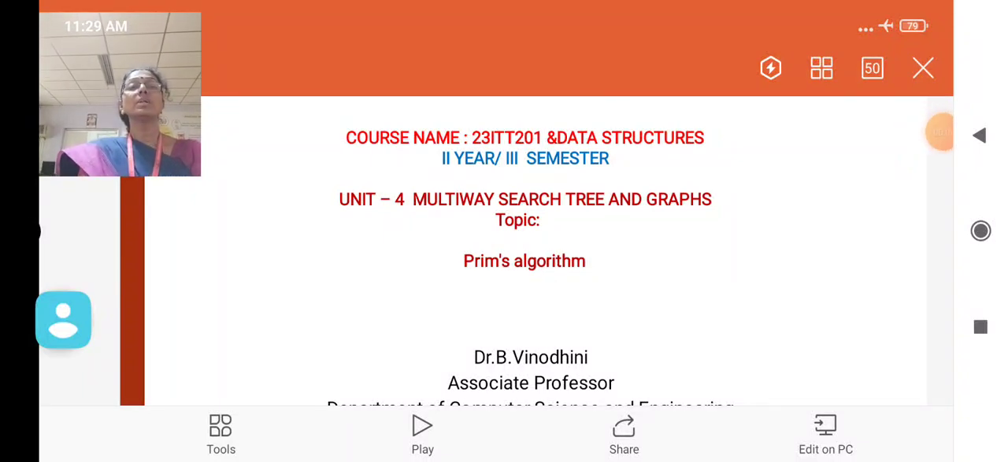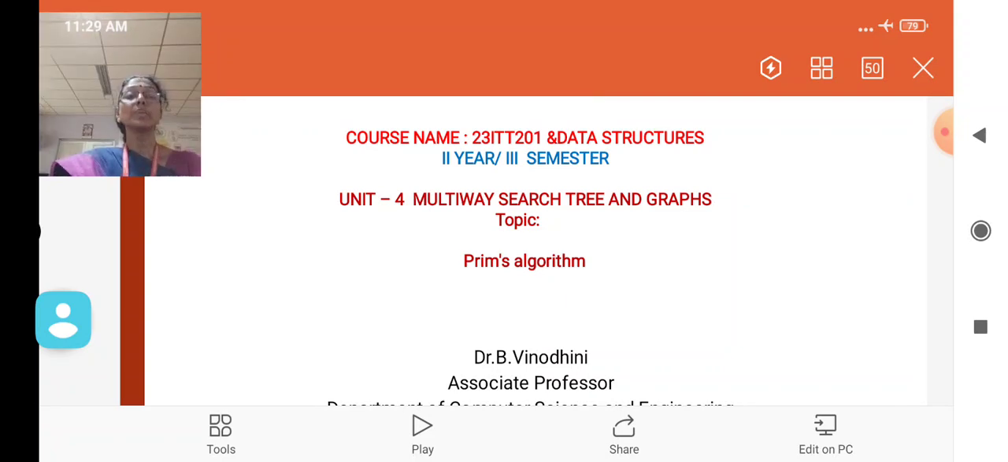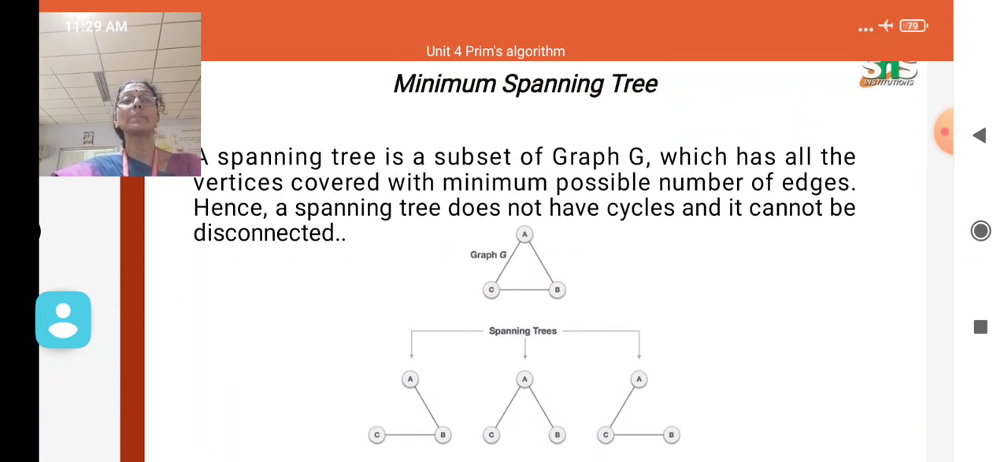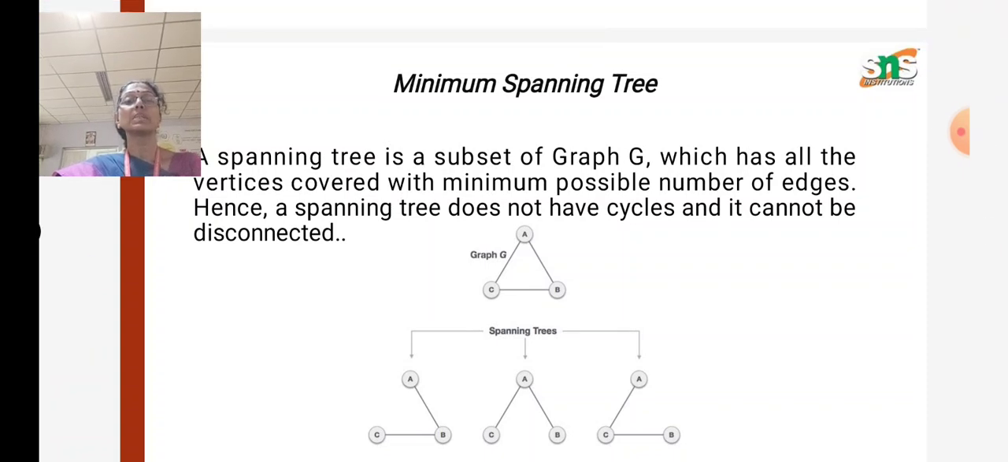Good morning to all. In today's lecture series, we are going to see what Prim's algorithm is. Before going into Prim's algorithm, first we have to know what a minimum spanning tree is. The spanning tree is a subset of a graph G which has all the vertices covered with the minimum possible number of edges. Hence, the spanning tree does not have cycles and it cannot be disconnected. So, this is the definition of the minimum spanning tree.